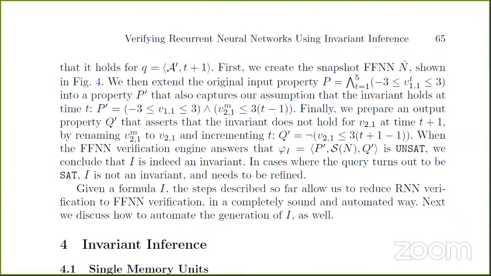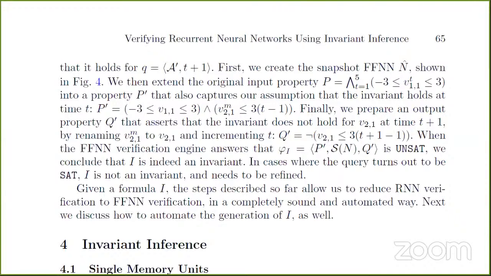So what you do is you encode this: from the state P prime, can you go to the state Q prime by following a snapshot of this network? And this you encode as a feed forward neural network query. Okay. And then if this is unsat, then what you have is indeed an invariant. So basically, you can never go from a state where the property holds to a state where the property does not hold. This is the definition of being an invariant. This is something that will always hold.